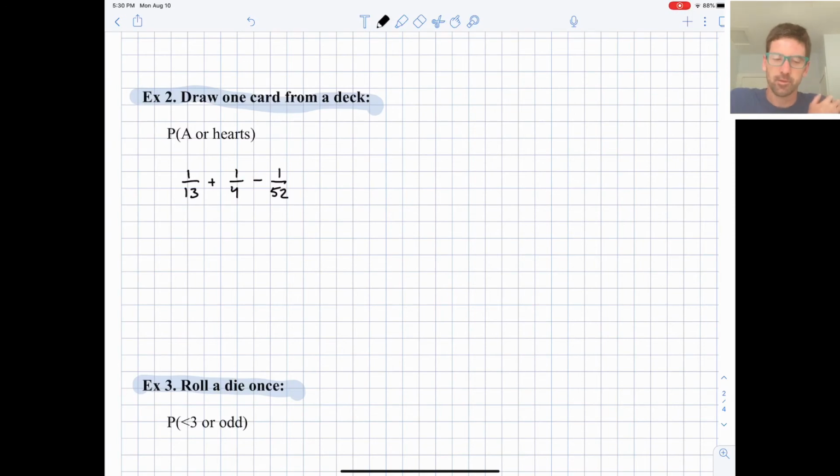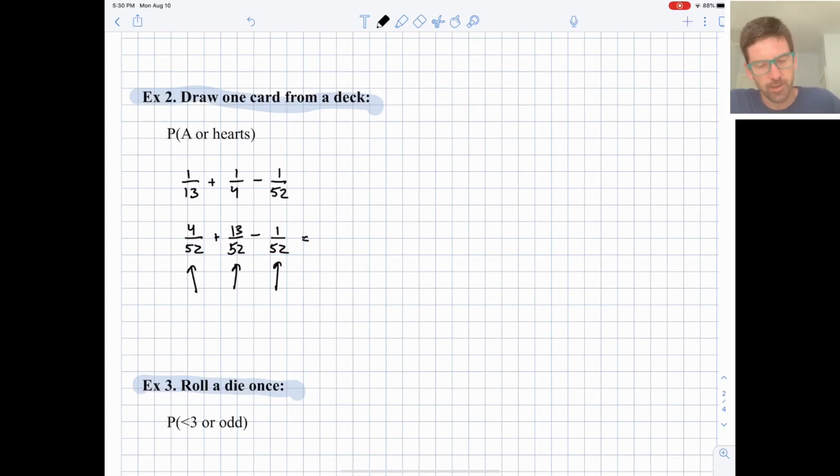Okay, so let's do the math now, and we'll need to get common denominators. Everything's going to be out of 52. There are 4 out of 52 aces, 13 out of 52 hearts, minus 1 out of 52. Are you seeing that the ace of hearts showed up there? The ace of hearts also showed up there. So let's subtract one of those away. Okay, and we are going to get 16 out of 52, which reduces to 4 out of 13. Okay, so there's a 4 out of 13 chance of getting an ace or a heart.